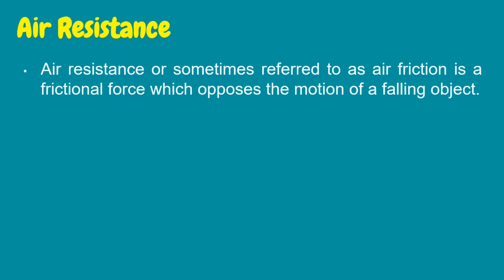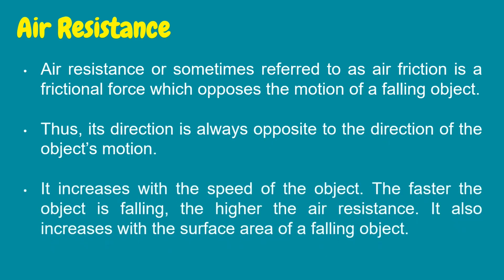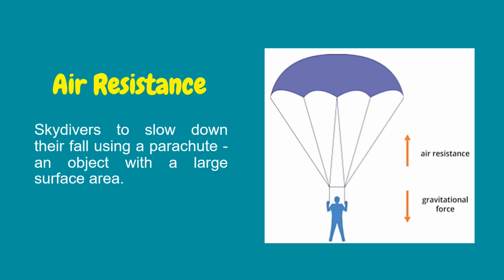Air resistance, or sometimes referred to as air friction, is a frictional force which opposes the motion of a falling object. Thus, its direction is always opposite to the direction of the object's motion. It increases with the speed of the object. The faster the object is falling, the higher the air resistance. It also increases with the surface area of a falling object.